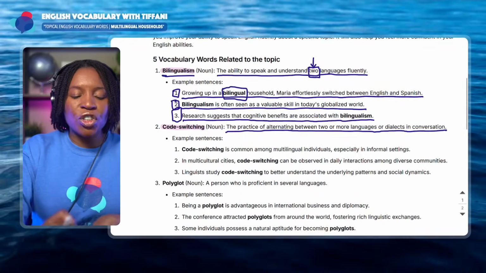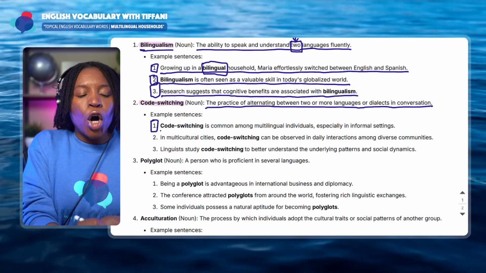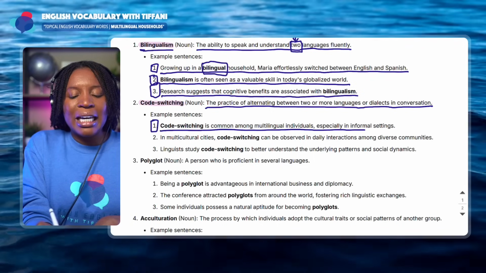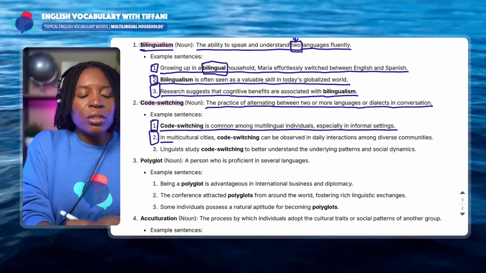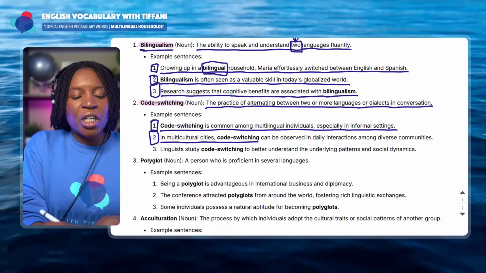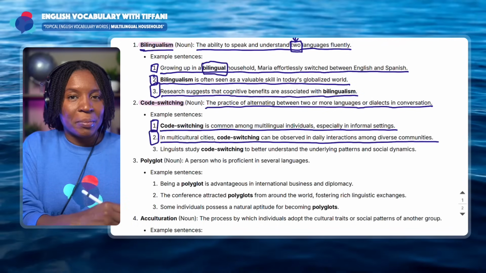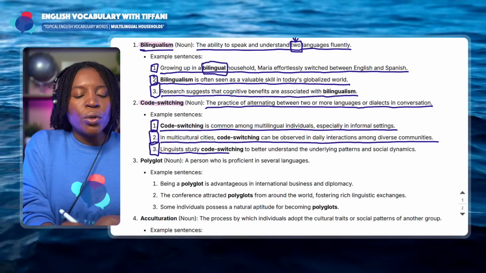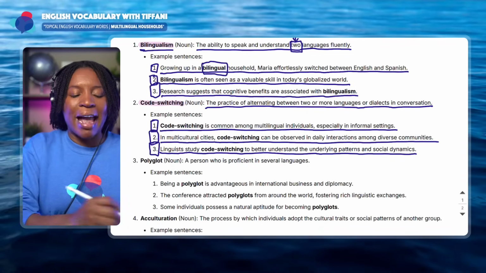Code switching, all right? So, again, code switching. Now, let's check out some example sentences. Here we go. The first example sentence is, code switching is common among multilingual individuals, especially in informal settings. Next, in multicultural cities, code switching can be observed in daily interactions among diverse communities. And finally, sentence number 3. Linguists study code switching to better understand the underlying patterns and social dynamics.